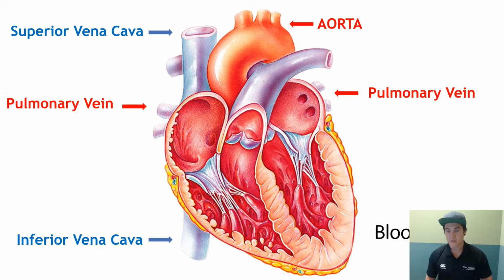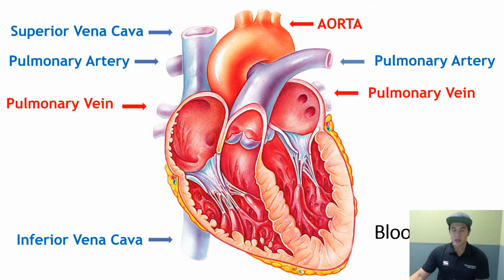On the other side we have superior vena cava, inferior vena cava. This is also a vein as it brings blood in. This is blood that's come back after delivering oxygen, so it's now depleted of oxygen but has high concentrations of CO2, so it's deoxygenated blood. It's coming in either from the top half of the body or the lower half. So depending on where the blood's coming from, it'll either enter the superior vena cava from the top or inferior vena cava from the bottom, and that blood enters the right atrium.